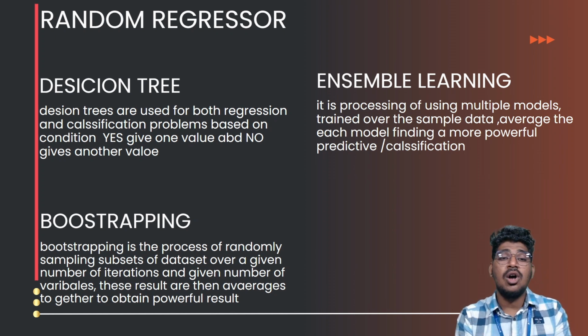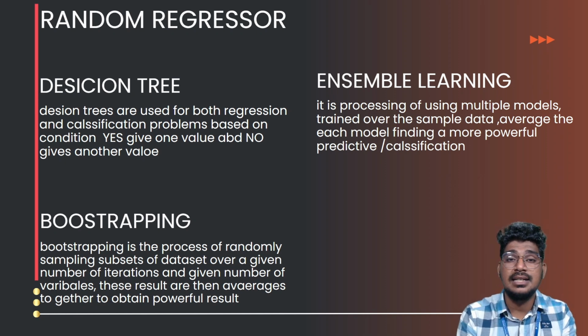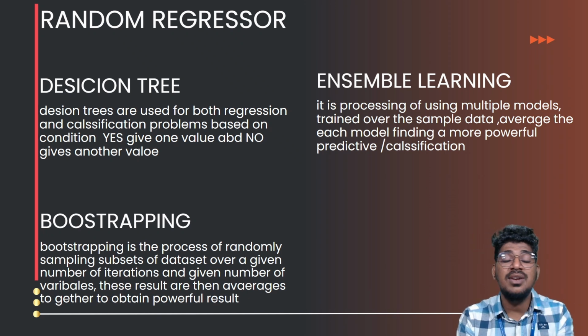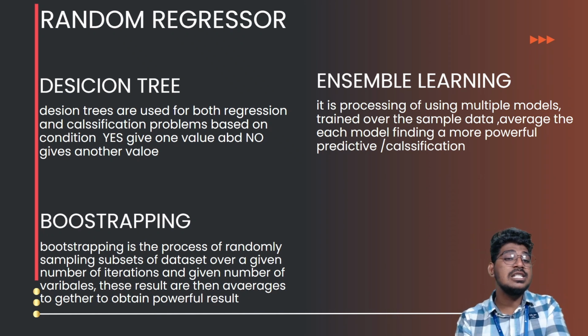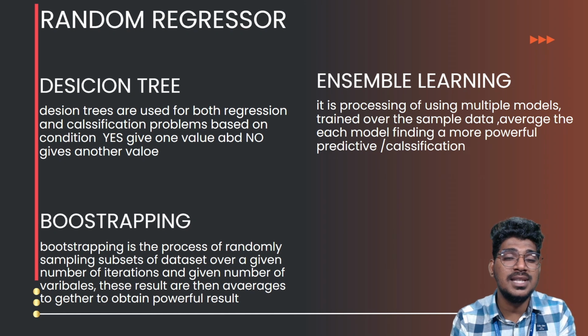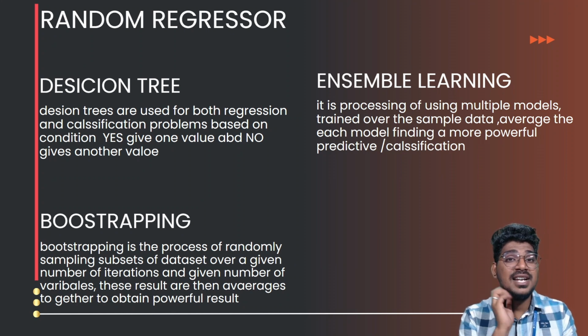Decision trees are used for both regression and classification problems based on a condition. If the condition is yes, one particular value will be the outcome. If the condition is no, it will give another value. That is the regression problem. In a classification problem, if the condition is true, yes will come; if the condition is false, no will come. That is the classification problem.